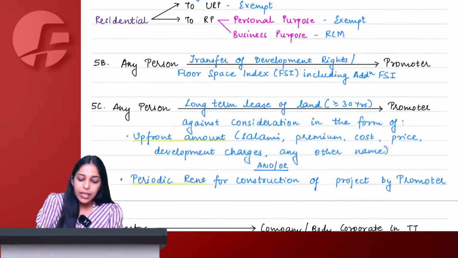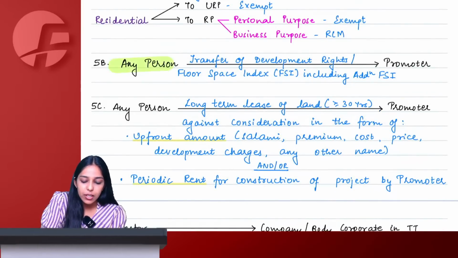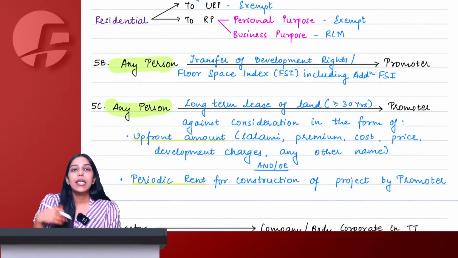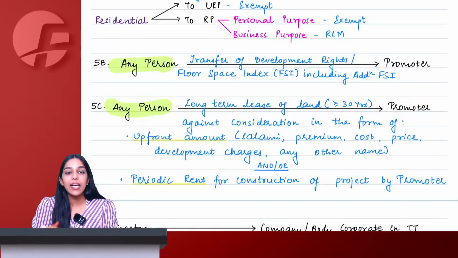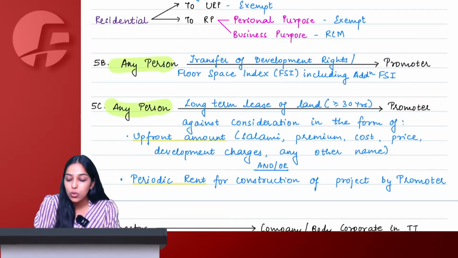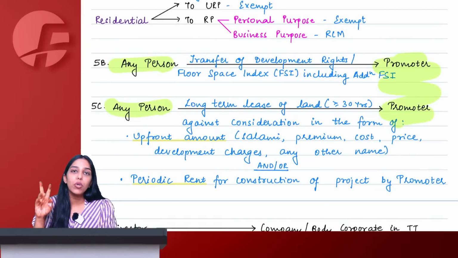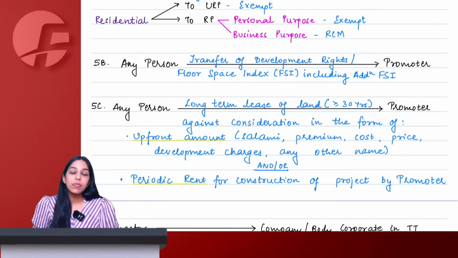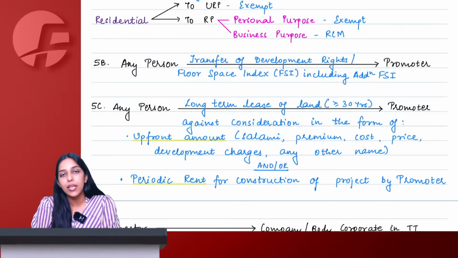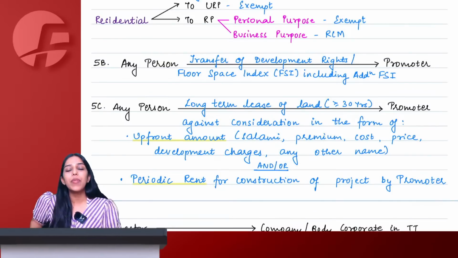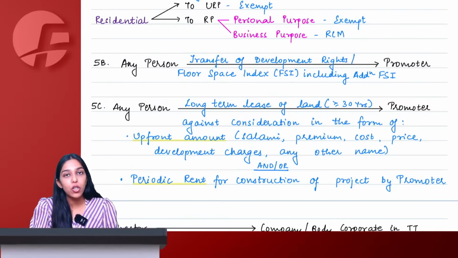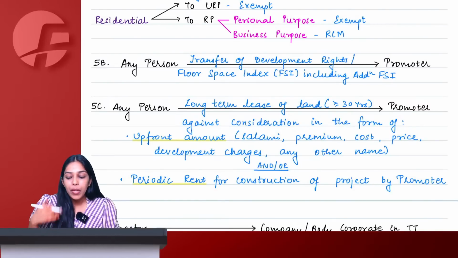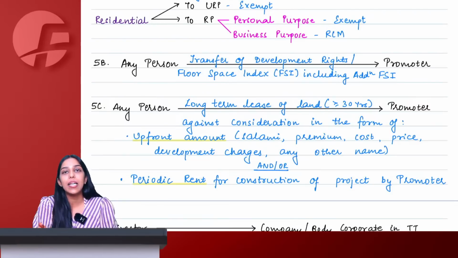Done, ma'am. Then again, very simple: any person transferring development rights, floor space index, or giving land on long-term lease to builders. Builders are known as promoters under GST. So if you are giving transfer of development rights, floor space index, additional floor space index, or long-term leases of at least 30 years, and the consideration can be payable upfront or in parts, and can be known by any name.